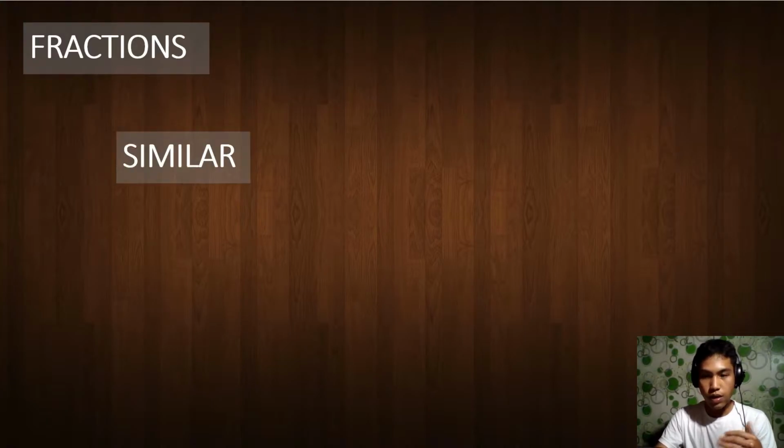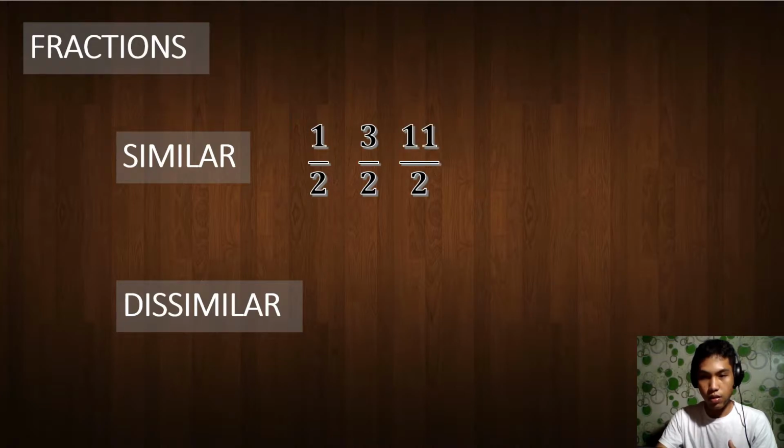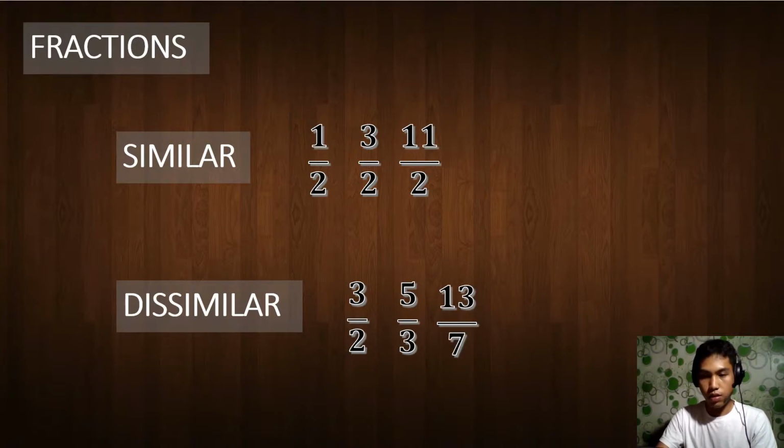So fractions can be classified as similar and dissimilar. If you talk about similar, these are the fractions that have the same denominator. In this case, we have 1 half, 3 halves, and 11 halves. These three fractions have the same denominator, which is 2. For dissimilar fractions, we have 3 halves, 5 thirds, 13 over 7. They don't have the same denominators. That's why they are classified as dissimilar fractions.